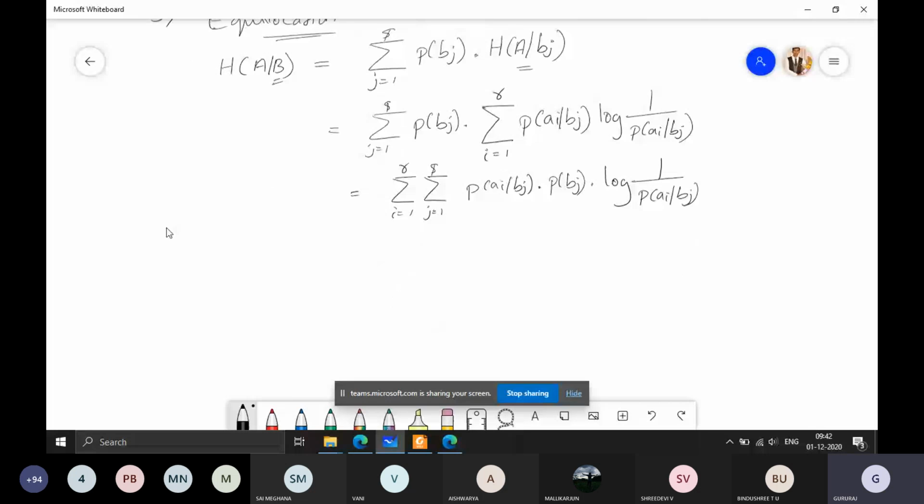Next, what do you have to do? What are these two terms, P of Ai by Bj into P of Bj? It is P of Ai comma Bj, the joint probability of Ai with Bj. Correct? Any doubts here? So this will be equal to the joint probability of Ai comma Bj into log 1 divided by P of Ai by Bj. What is the unit? Since it is entropy, it is bits per symbol. So this is H of A by B.